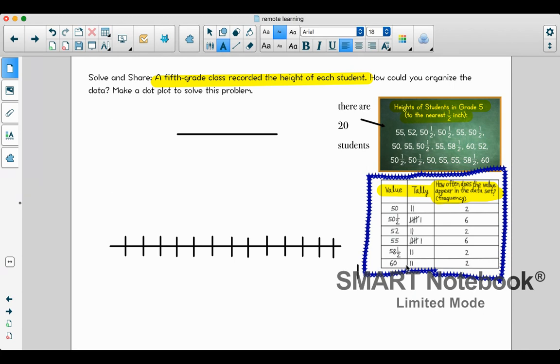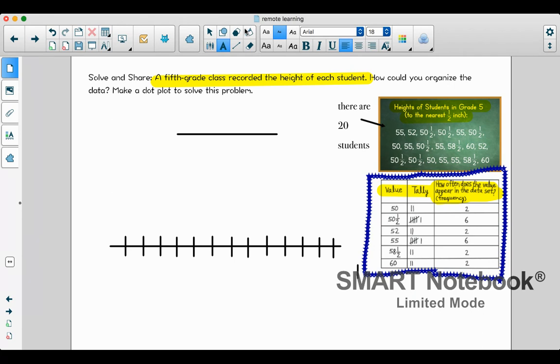Now, if you go back to our question, our solve and share, how could you organize the data? Make a dot plot. This is one way that we organized our data to help us plot our information. Now, look at the numbers we have listed here. It's 50 to 60, okay? We need to take those values and add them here. When I look here, I see blank. I don't see any titles. I don't see any keys. I don't see anything of that nature.